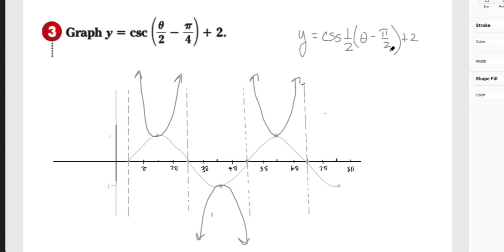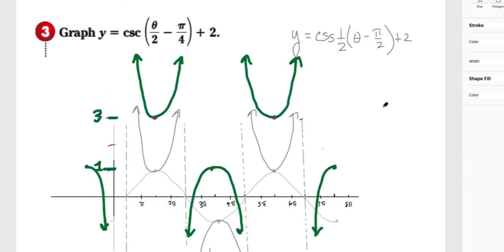And so the next thing we need to do is lift it all up plus 2. If this is at 1, to go up 2, everything needs to go up here to 3. And so that's where this should be. And then we know that these need to move up 2, and so these will be at +1. So then our final graph will look more like this. All right, so the dark green is the graph.